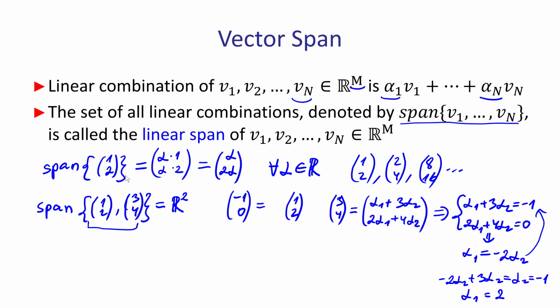Now let's put those numbers back. So instead of alpha 1 and alpha 2, I'll put their numbers. And those numbers will be twice multiplied by the first vector minus 1 multiplied by the second vector. And you can check that this will give me that vector. Unfortunately, this is not always working. For some sets of vectors in Rm, we span the entire Rm. And for some others, we are not spanning the entire Rm. So what is going on here?